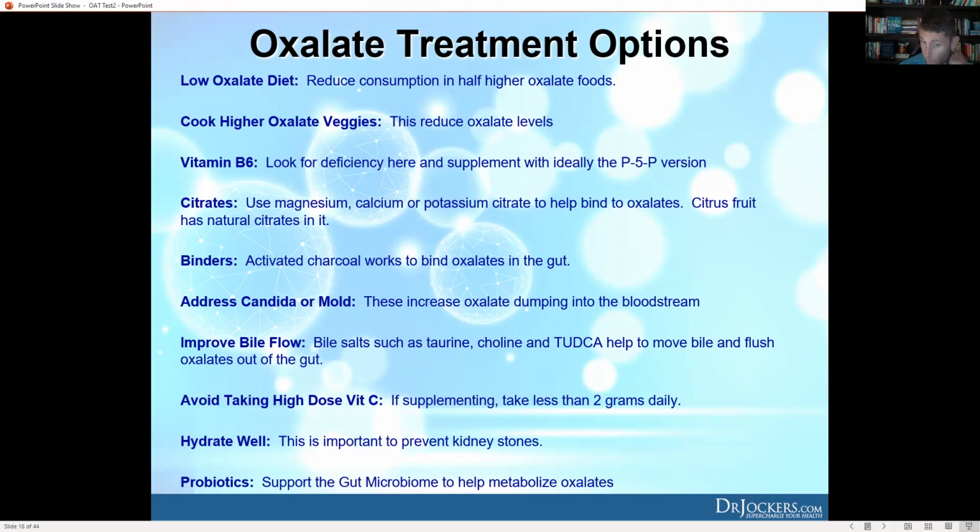Now, with oxalates, you don't want to do high dose vitamin C. High dose vitamin C can cause you to retain more oxalates. So if you have high oxalates, then you don't want to do more than 2 grams, which is a high dose of vitamin C daily, at least not for a very long period of time. Let's say you have a cold, you might do it for 3 days, but this is not something you want to do on a regular basis because it will cause more oxalate concentration to develop.